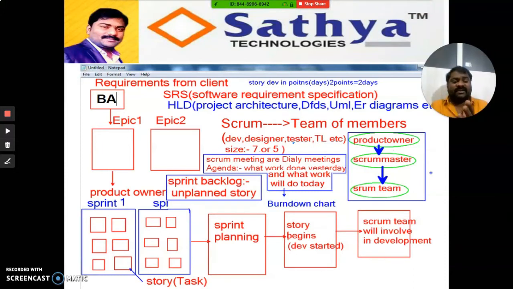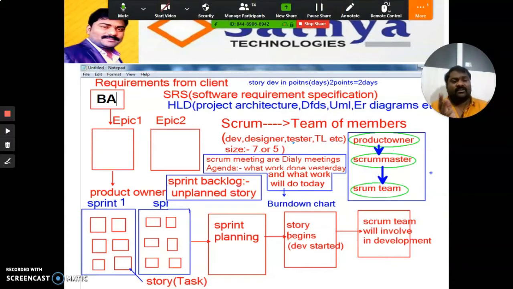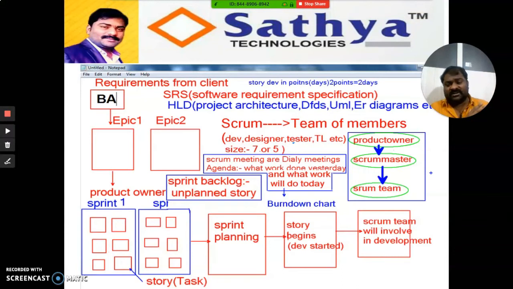Independent stories. For example, the student module has some 20 stories, the employee module has 20 stories, the library module has some 30 stories, the administration module has some 30 stories. A story is a small task. All these stories belong to the same application.